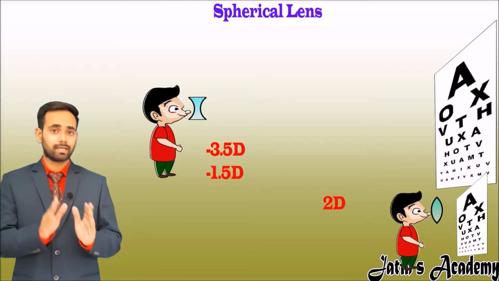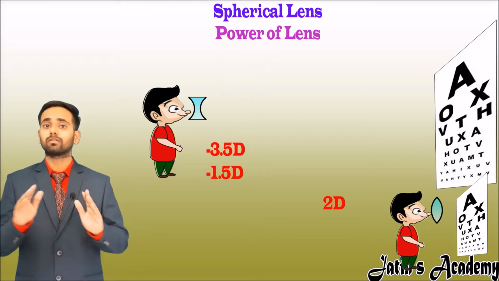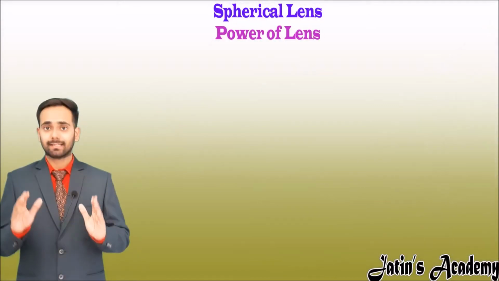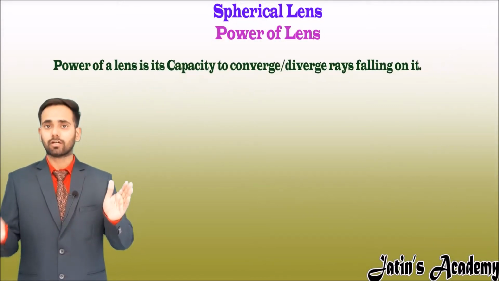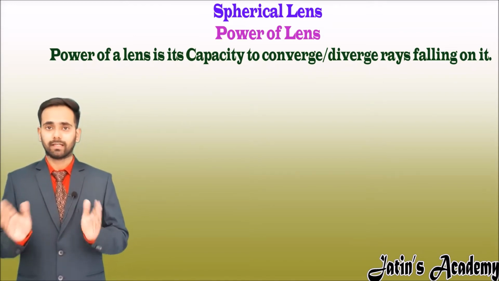So what is the meaning of this? This is all nothing but the power of a lens. So let us understand what is the meaning of power of a lens. Power of a lens is nothing but the converging or diverging capacity of the lens. Let us understand it with an example.